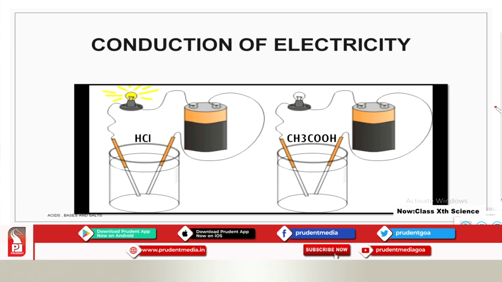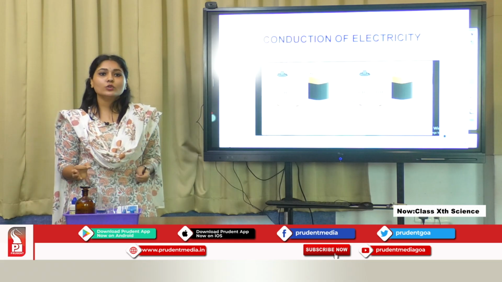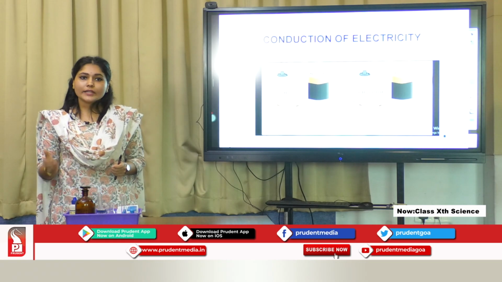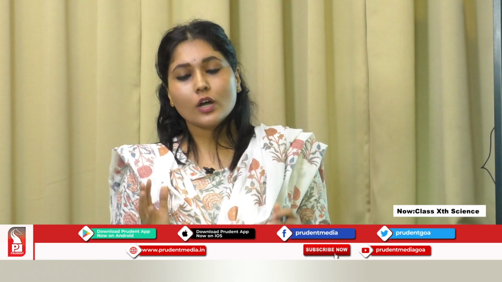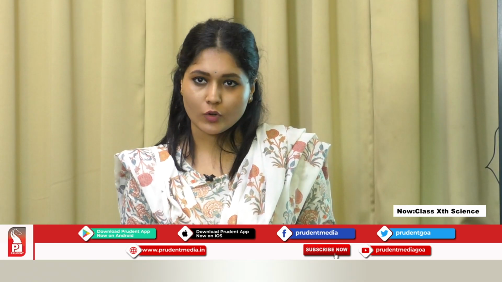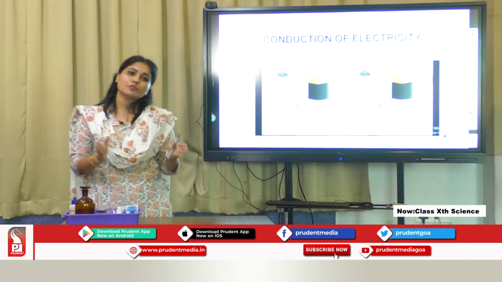Next property of acids is conduction of electricity. Acids and bases, both of them, are very good conductors of electricity in their aqueous form. Now, why in the aqueous form? We know that for the conduction of electricity, what you require is the movement of ions. In the case of acids, we have H+ ions, and in the case of bases, we have OH- ions.